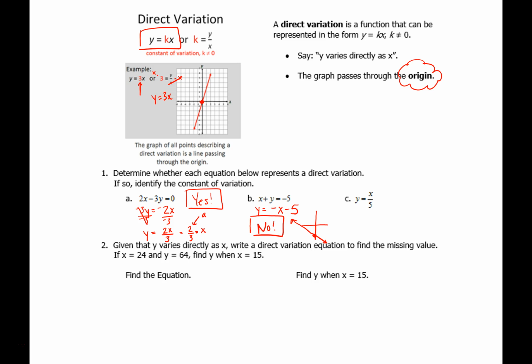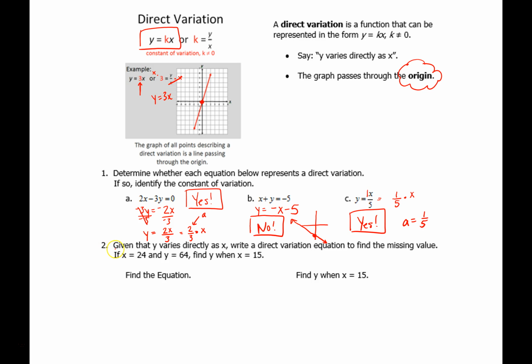Okay, so the third option is y is equal to x divided by 5. So if I rewrote this as y is equal to 1/5 times x, if I just pull that coefficient out front, I think it's a little easier to see in this one that yes, this one is direct variation, where the constant term a is 1/5.